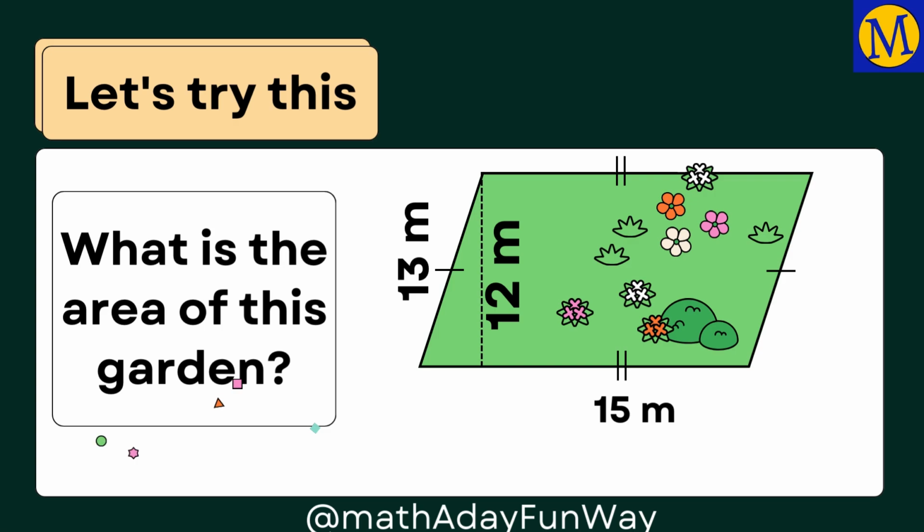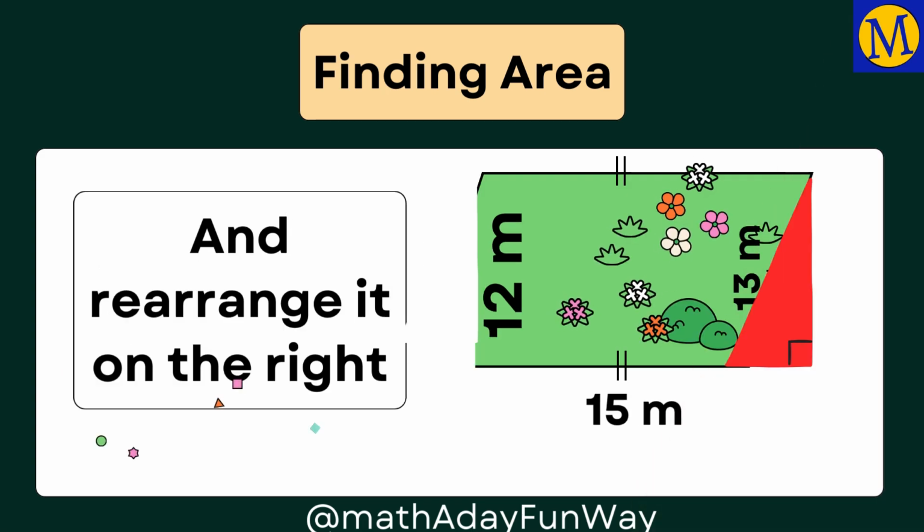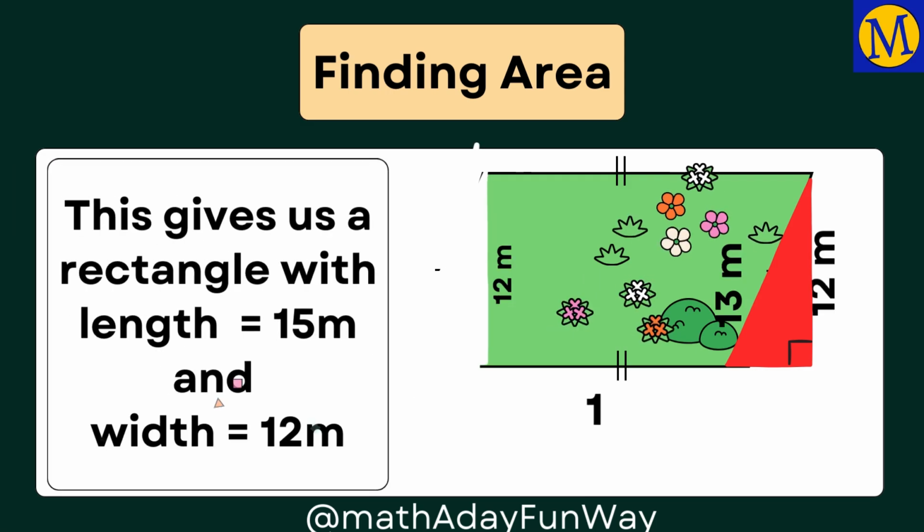Let's try this one. What is the area of this garden? Let's make a cutout of this shape on a piece of paper. We first split this shape. So, cut a right triangle from its left and rearrange it on the right. Look! We got a rectangle.